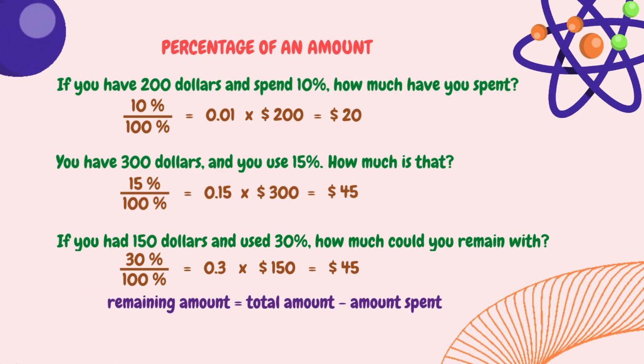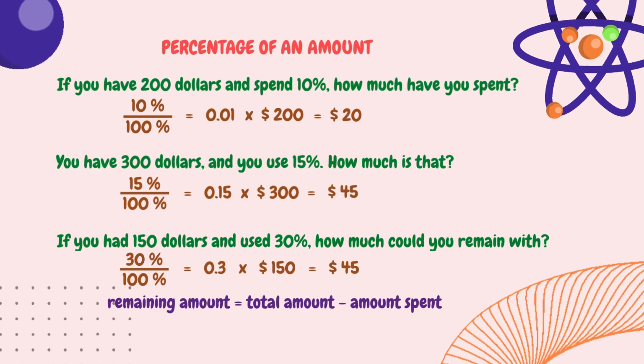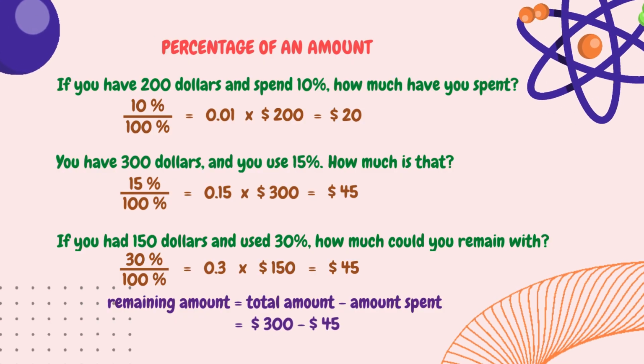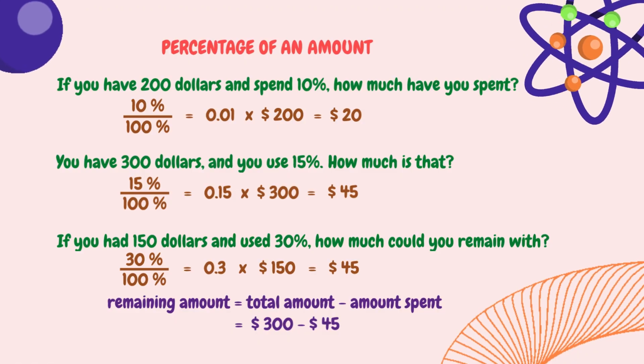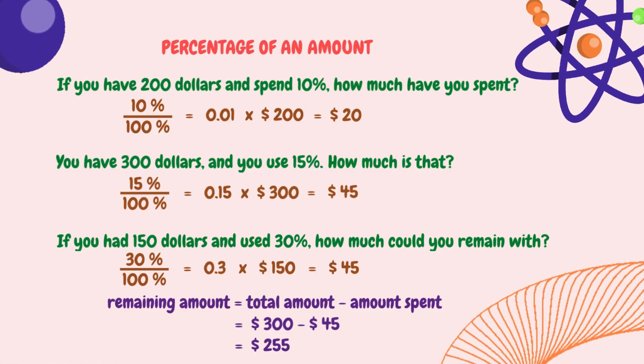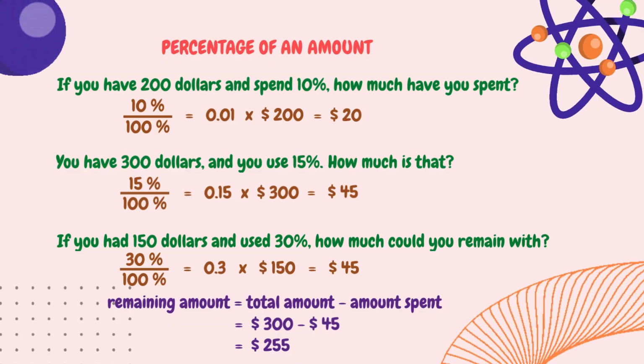The remaining amount is equal to total amount minus amount spent. The total amount is $300, and the amount spent is $45. 300 minus 45 gives $255. So $255 is the amount remaining.